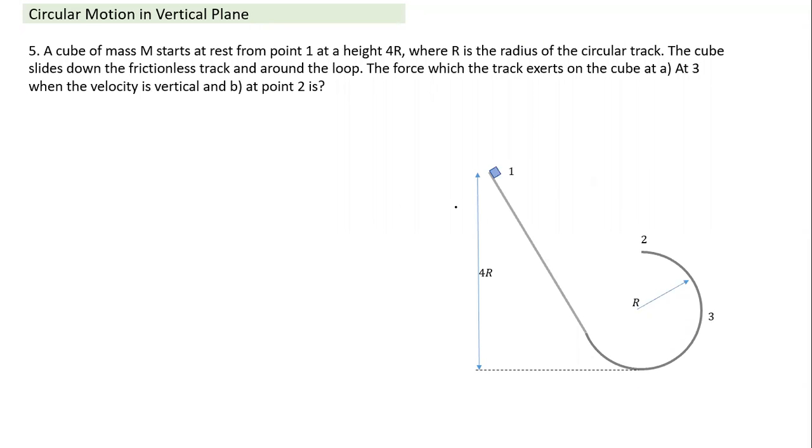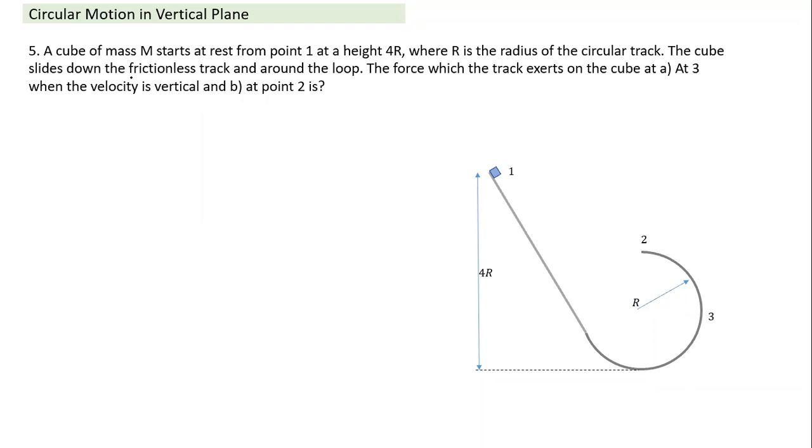Okay, next question. Again, our vertical circular motion. This is something what you have. It could be any shape. This part is smooth, and it basically tangentially connects to a path which is in the form of a vertical circle in a vertical plane. So a cube of mass m starts at rest from point A at height 4r from the bottommost point, where r is the radius of the circular track. It slides down the frictionless track.